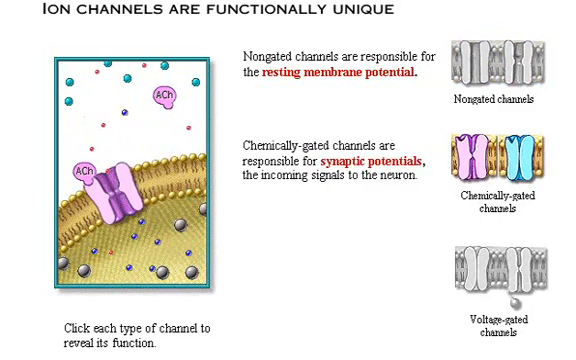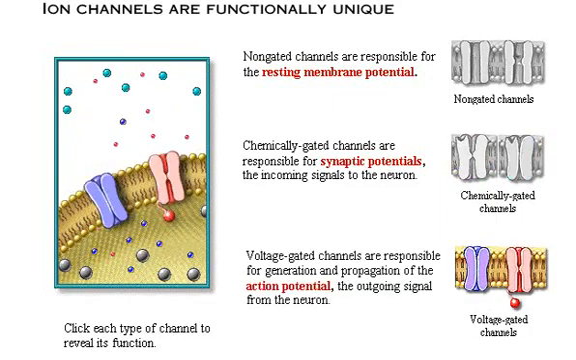Chemically gated channels are responsible for synaptic potentials, the incoming signals to the neuron. We will learn about synaptic potentials in a subsequent module. Voltage-gated channels are responsible for generation and propagation of the action potential, the outgoing signal from the neuron. We will learn about the action potential in the last section of this module.